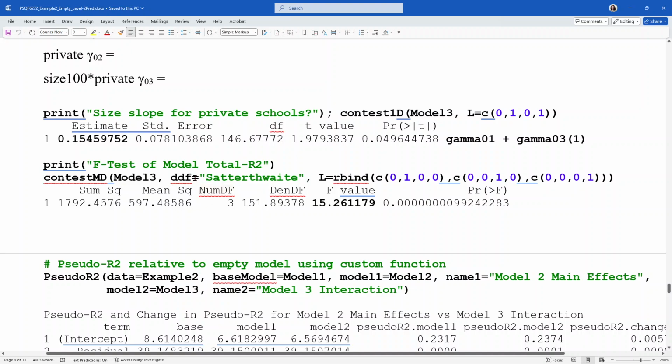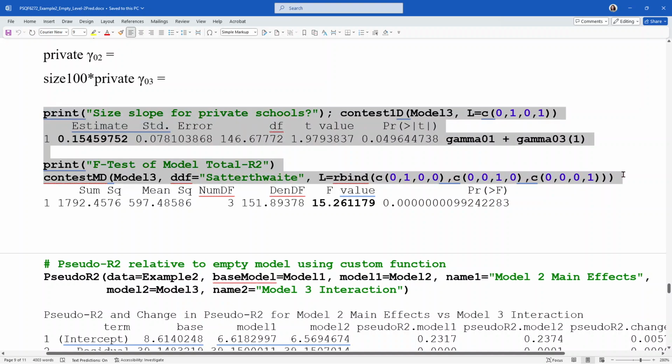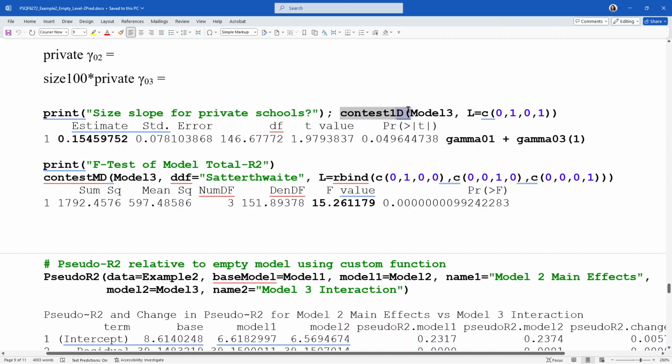So this is on page 9. There are two things here that are what we would call post-estimation commands in Stata. Linear combinations is what I would call them in R, sort of more general. So contest 1D is the first one, contest MD is the second. These are both functions from the lmerTest package that was loaded at the outset of this example. Is 1D for one dimension and MD multi-dimension? I believe it is, yes.